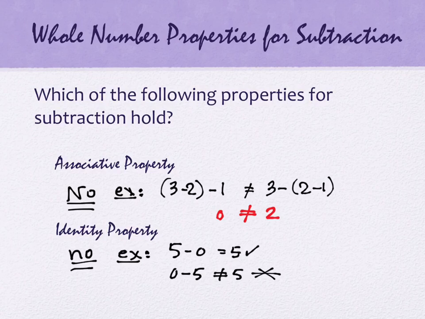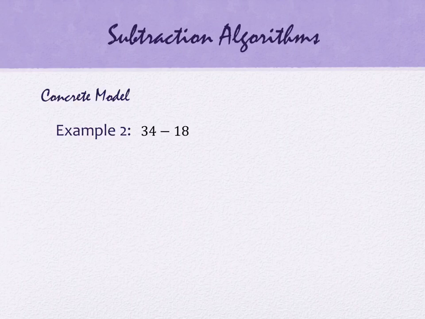The next thing we're going to look at are algorithms. So algorithms, if you'll remember, are just ways that we can go about doing things. And many of these are going to feel very familiar. You've seen them before. We're just doing them with subtraction now instead of with addition. The first one is called the concrete model. We've got 34 minus 18.